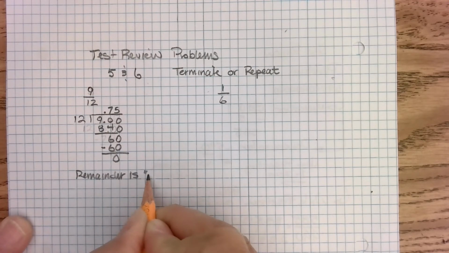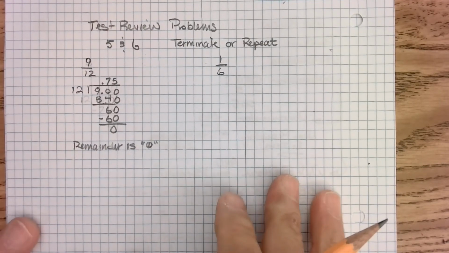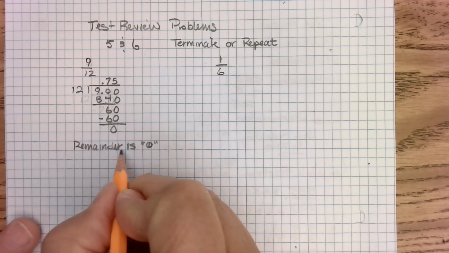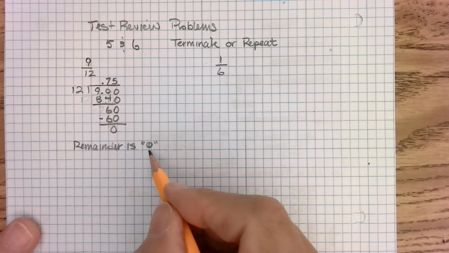Now, I know some of your teachers in elementary school, if you learned how to do this, told you there was no remainder. Yeah, there is a remainder. The remainder is 0. Okay?